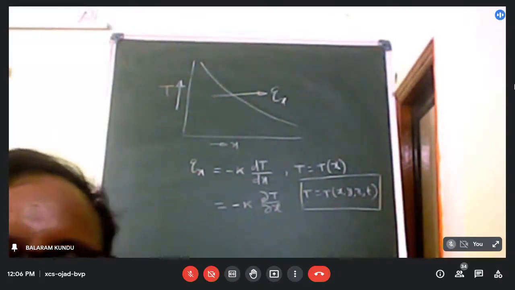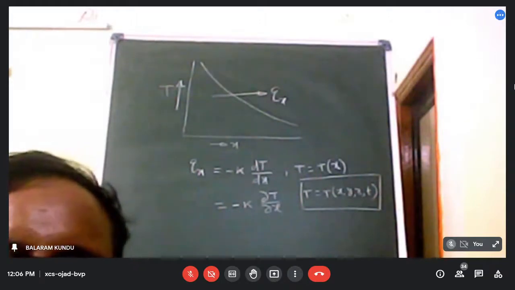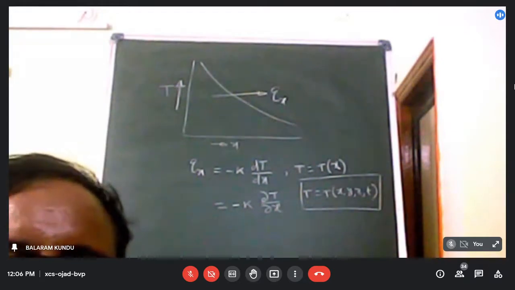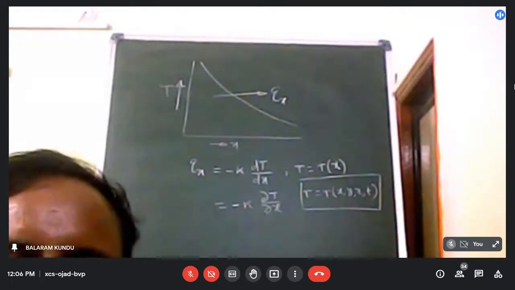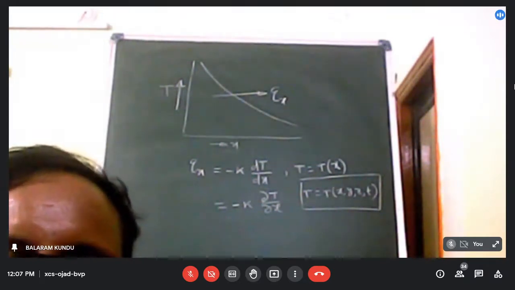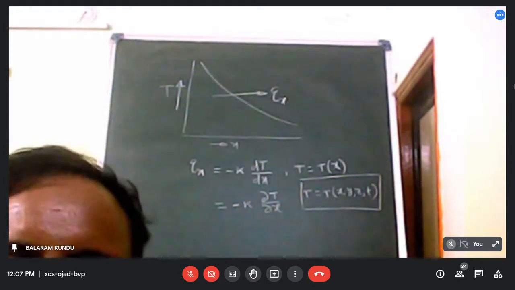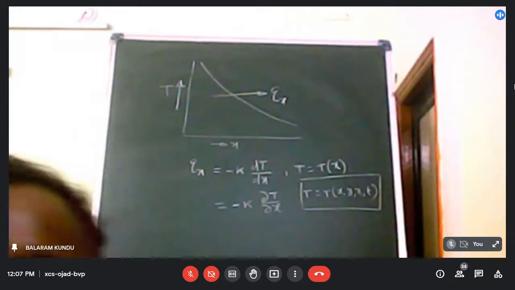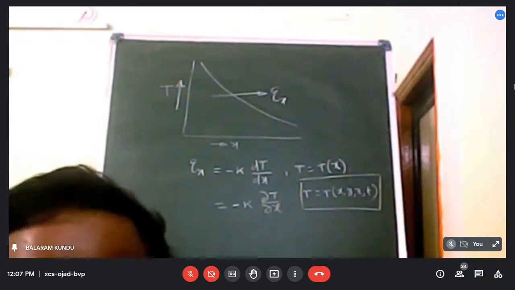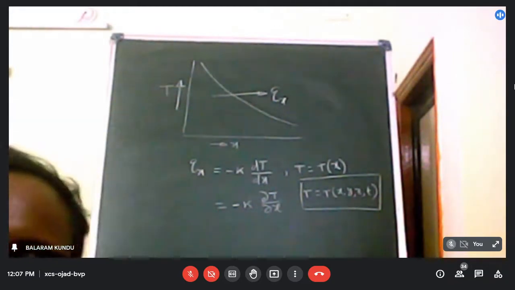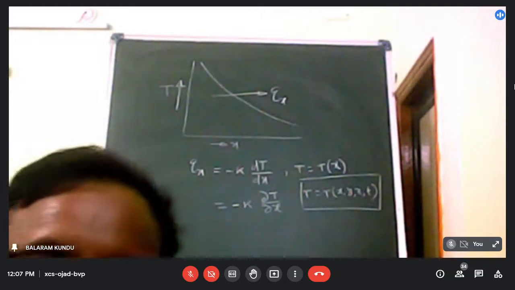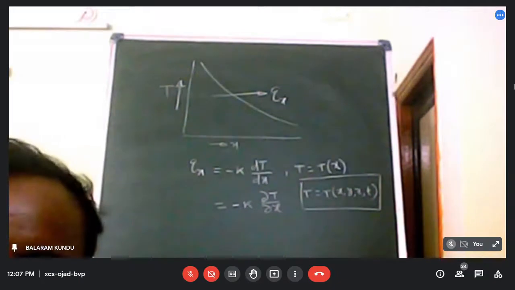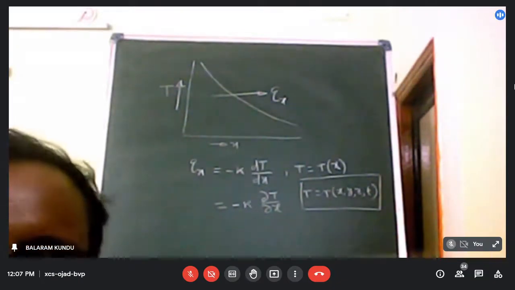When do substantial derivatives come? When fluid motion is there, if fluid velocity is there. In this case there is no velocity. I am just mentioning here that the solid is stationary, not a fluid. So when will the substantial derivative come? When fluid motion is there.